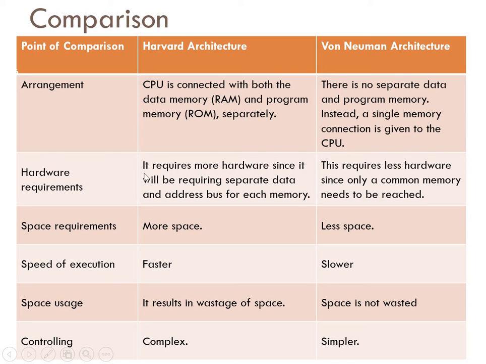Then if we look at the hardware requirement, we can easily make out that von Neumann requires less hardware, because there is a common memory that needs to be reached. But in case of Harvard architecture, we require more hardware, because there are two different memory spaces, the data memory space and the address memory space, which need to be reached. Then the space requirement: on the basis of the above two points, we can easily make out that Harvard is the one which requires more space, and von Neumann is the one which requires less space.